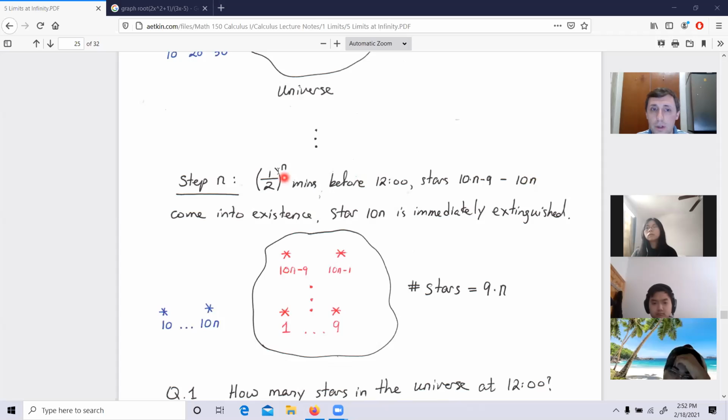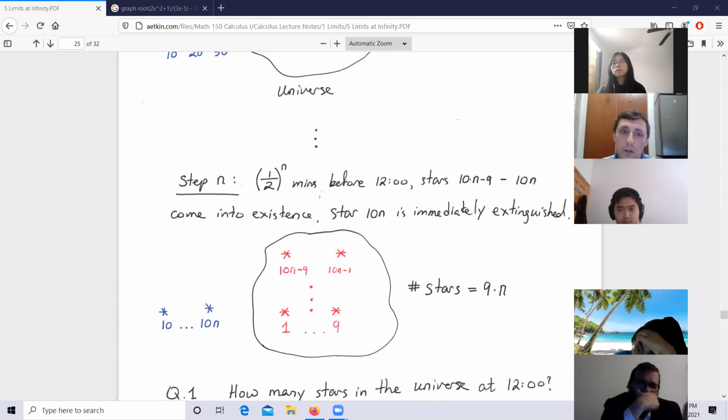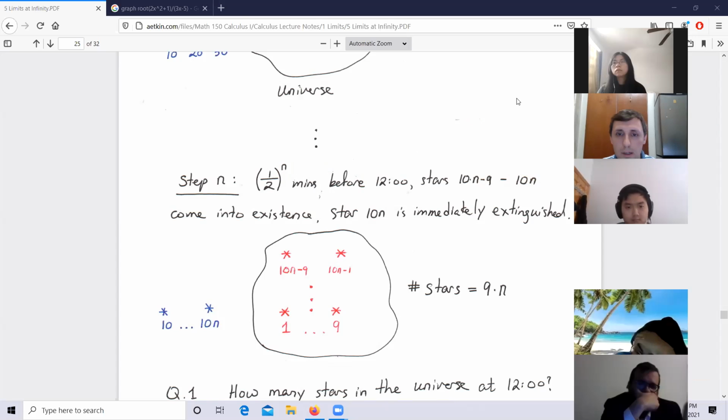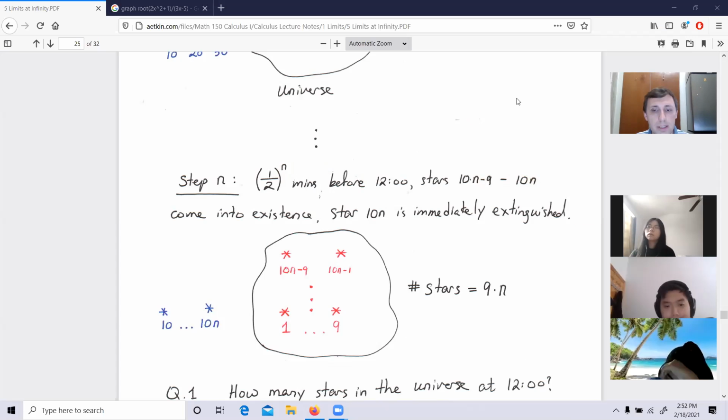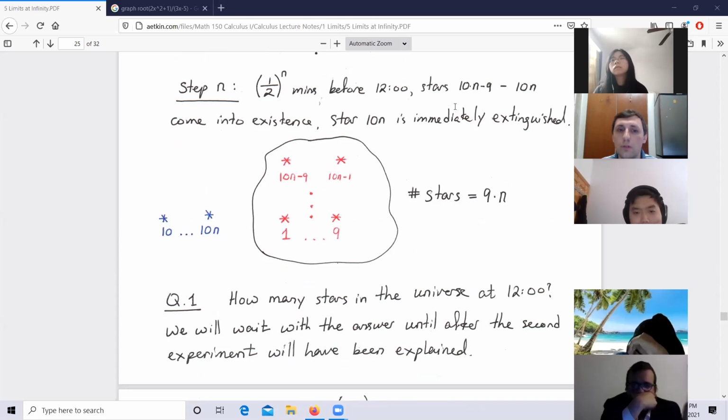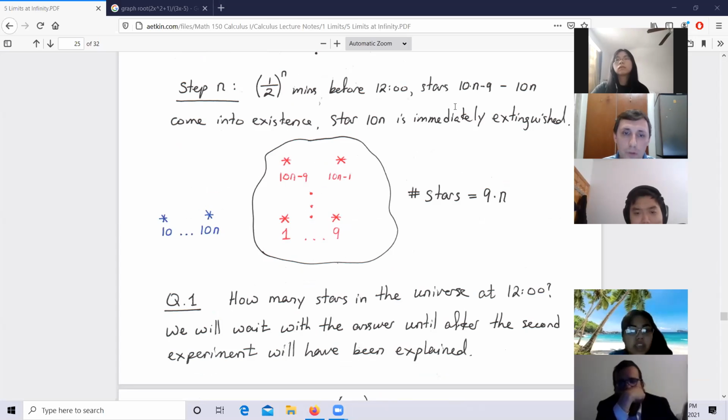First step, when n is 1, it would be the 10th star vanishing. When n is 2, it's 10 times 2, which is the 20th star vanishing. You understand? So that's the general pattern. Are we clear there? Now I will need you to tell me, please, at 12. We will answer it. That's just experiment 1. At 12, how many stars do we have in the universe once I reach 12? How many stars? Infinite. All of you are saying infinity.